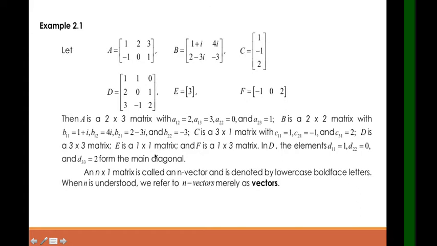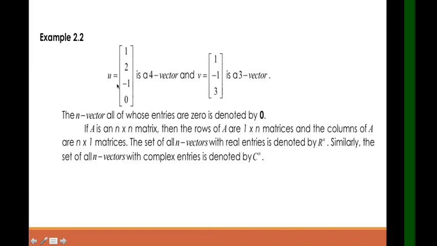So that is an n vector, and it is denoted by lowercase bold-faced letters. When n is understood, we refer to n vectors merely as vectors. For example, u is equal to the square bracket 1, 2, negative 1, 0 is a 4-vector, which means n is the number of rows.